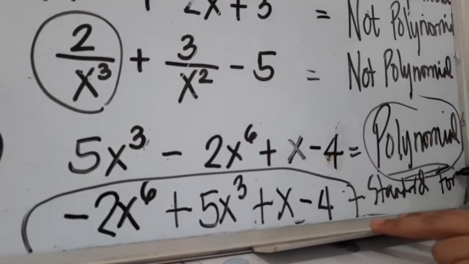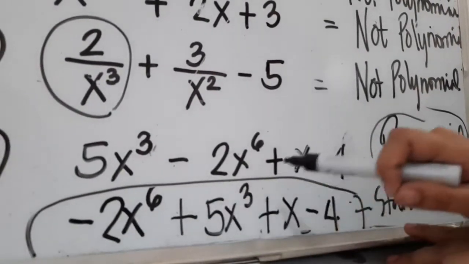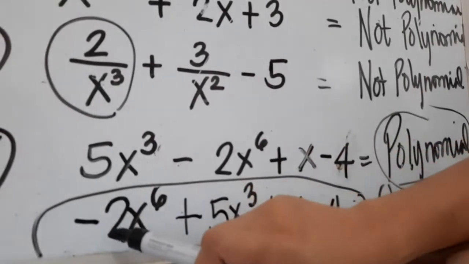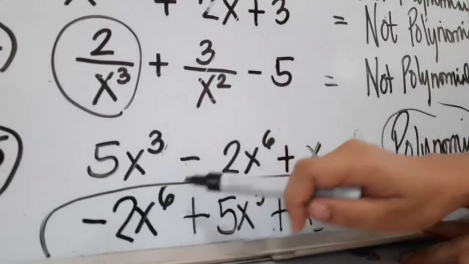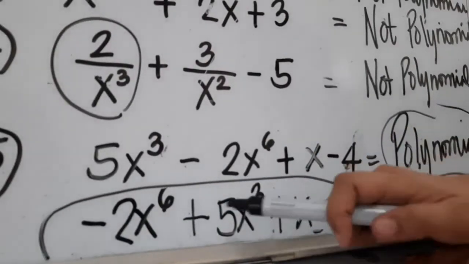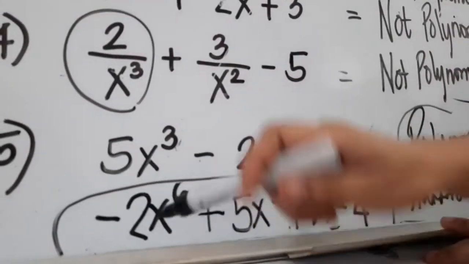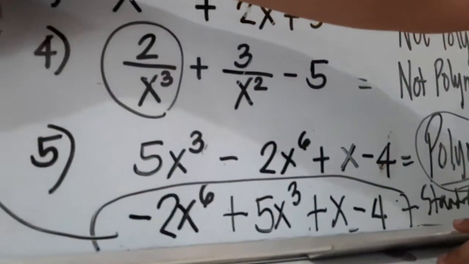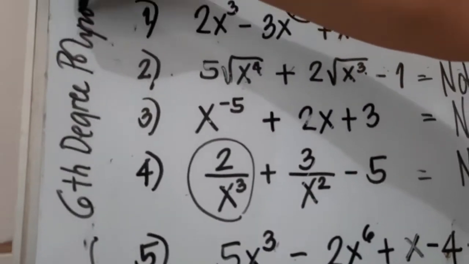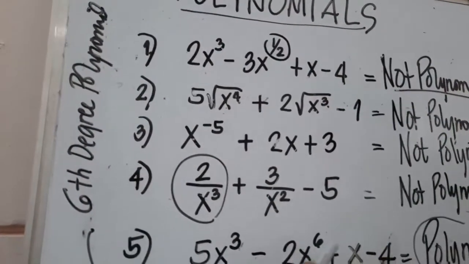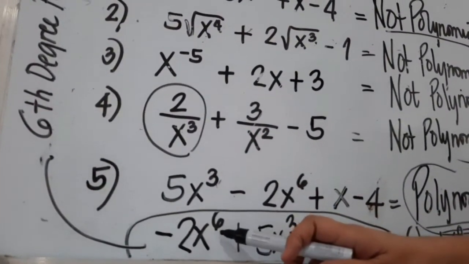And since that's the standard form of our polynomial expression, then we can now tell what degree of polynomial this one is. So what is the degree? When we say degree, that refers to the highest exponent of the variable. And the highest exponent of the variable is 6. Therefore, we can call this expression a 6th degree polynomial, because the highest exponent of the variable is 6.